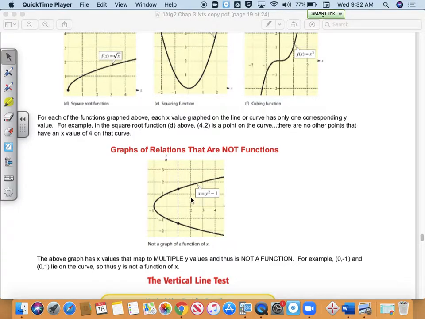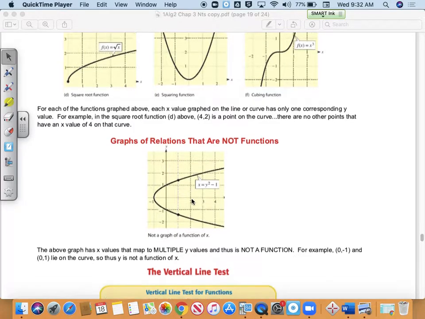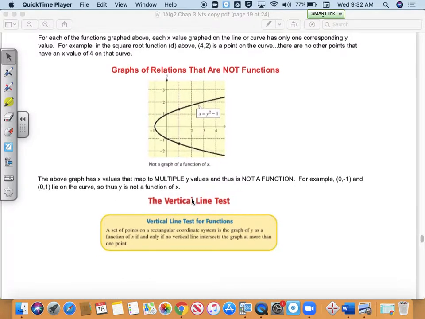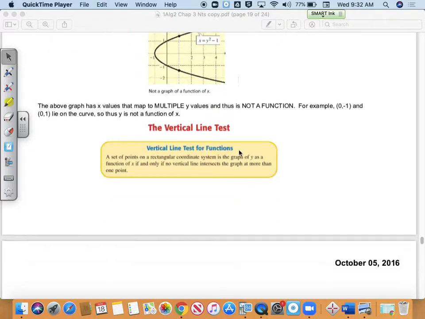This is not a function because this does not pass the vertical line test. The vertical line test says that if there's ever a spot in the graph where you would make a vertical line and it crosses through more than one point, that's considered not a function. So this graph crosses many different points on the same vertical line, which makes it not a function.